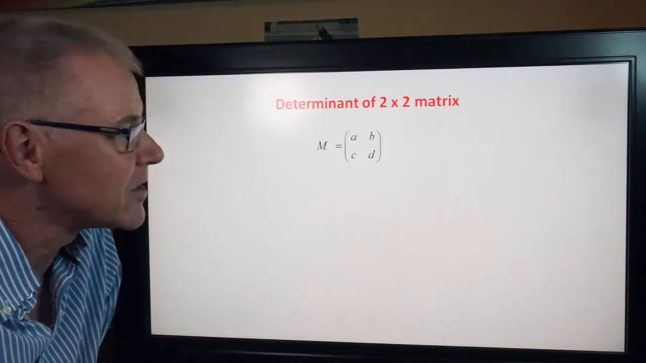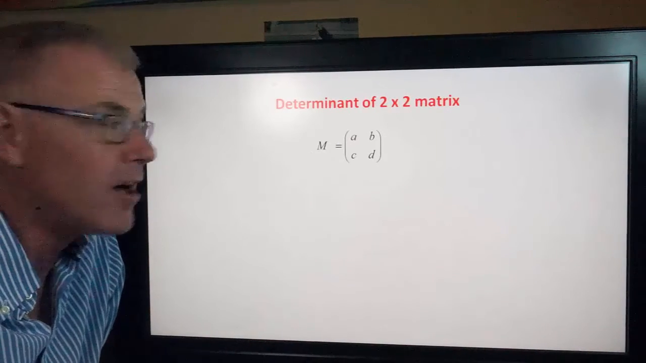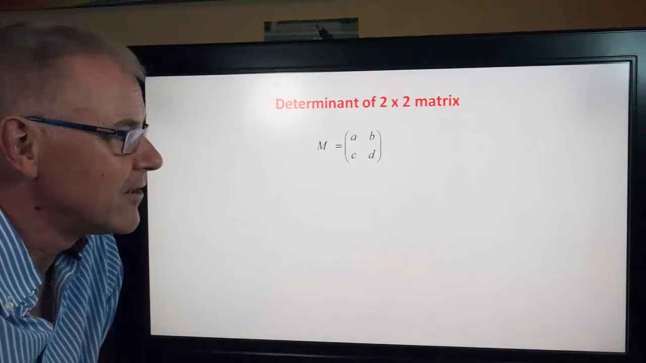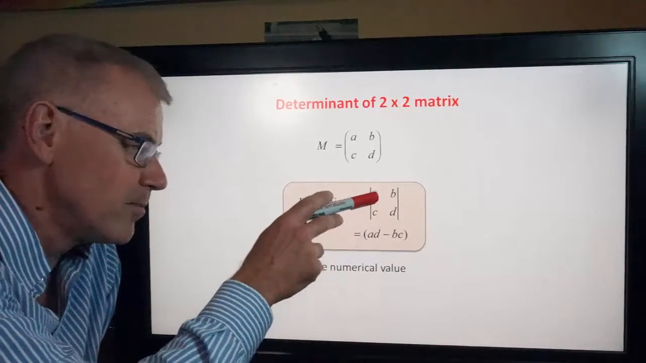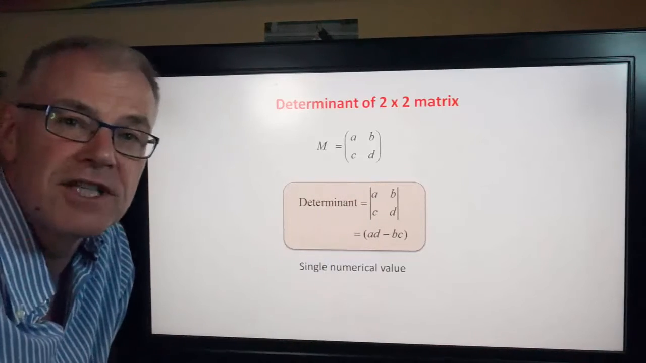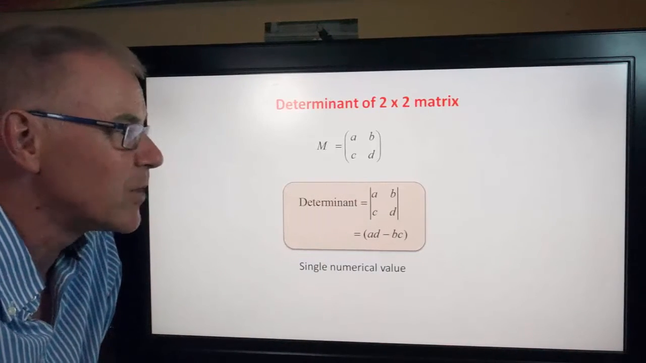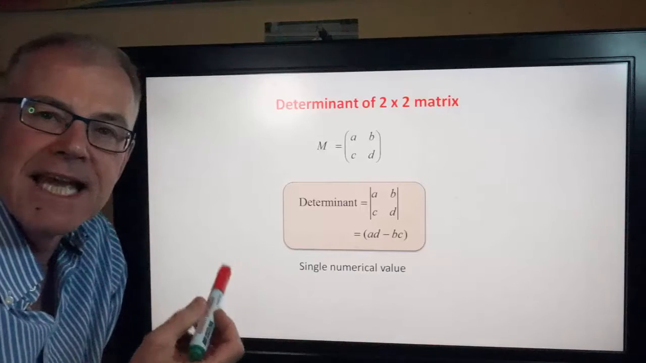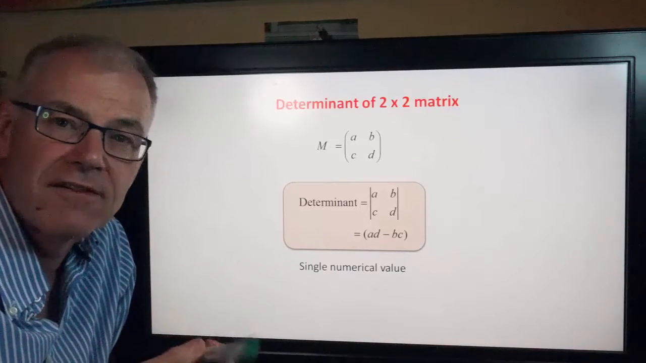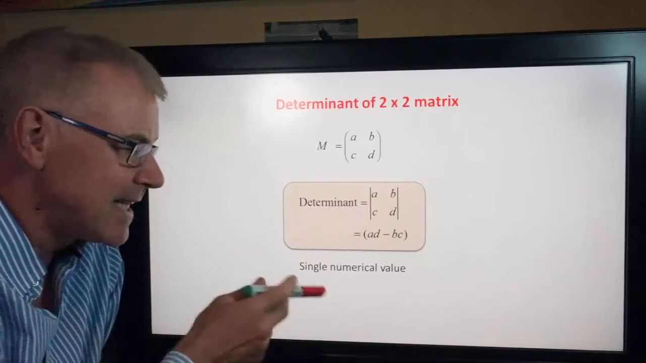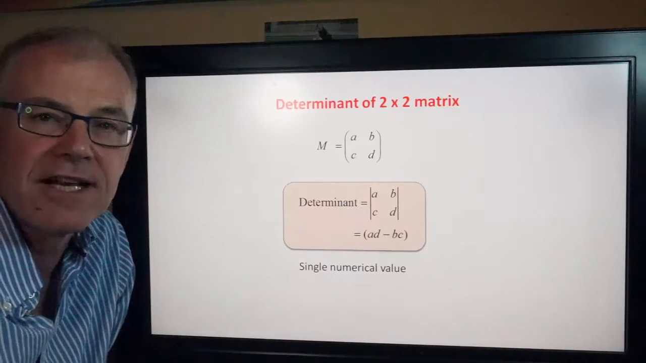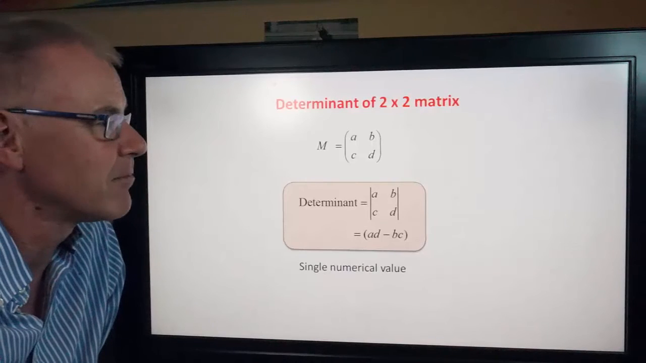The next thing we want to talk about is the determinant of a matrix. Now, the determinant of a matrix is indicated by the two vertical lines as shown, and we calculate it by taking the difference between the products of the two diagonals. So it's AD minus BC, and this is one single numeric value. So let's have a look at an example.